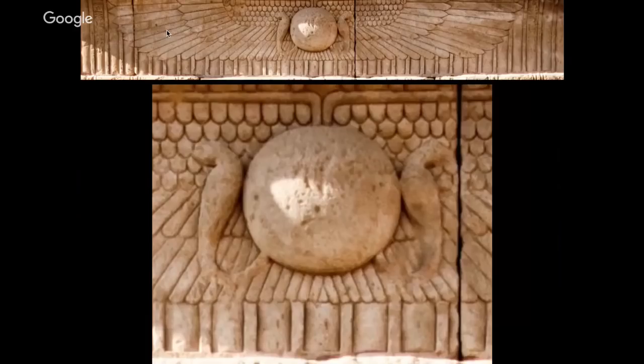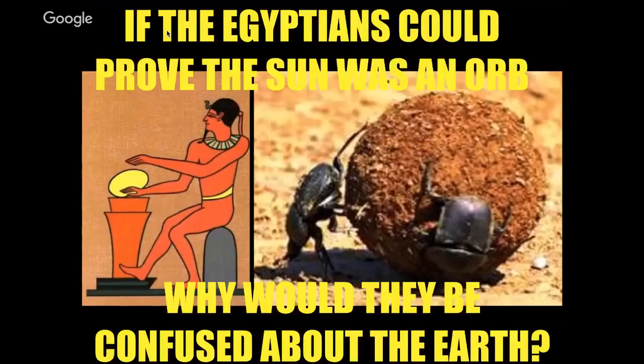Okay, again, here, showing you that it has depth. Showing you that it's an orb, that it's a quarter or a half orb, or a sphere or an egg cut in half. This is the front of an Egyptian doorway. Okay, right here. If the Egyptians could prove the sun was an orb, why would they be confused about the earth? When you think about Ptah, he created the universe from the cosmic egg.